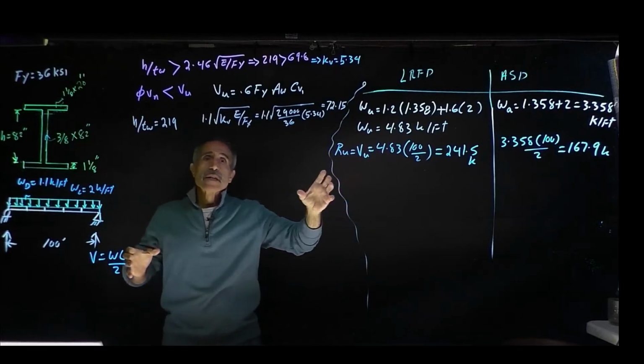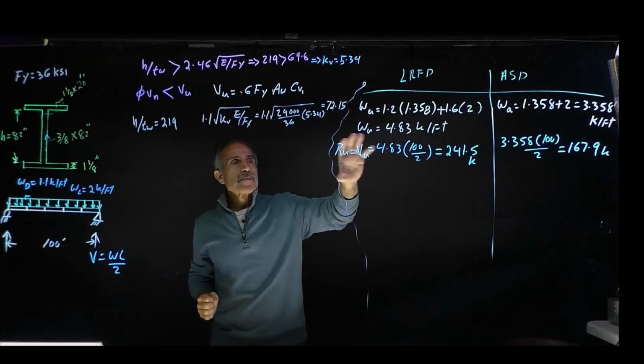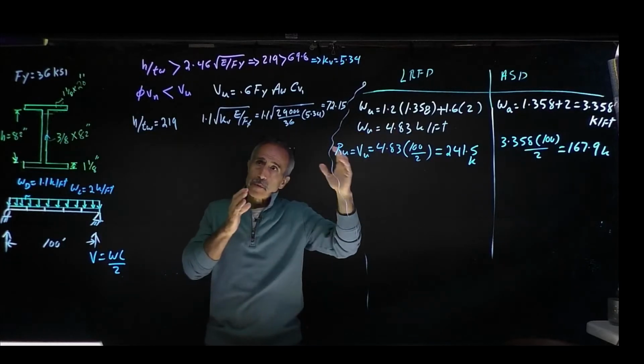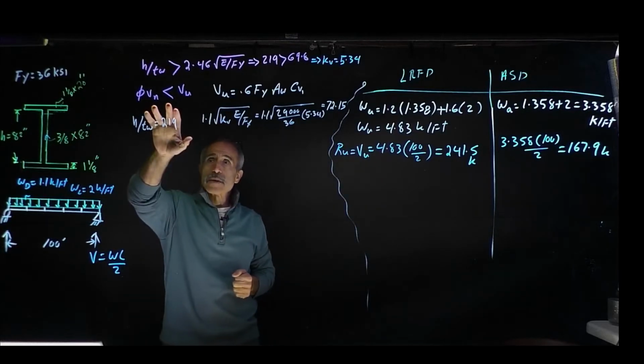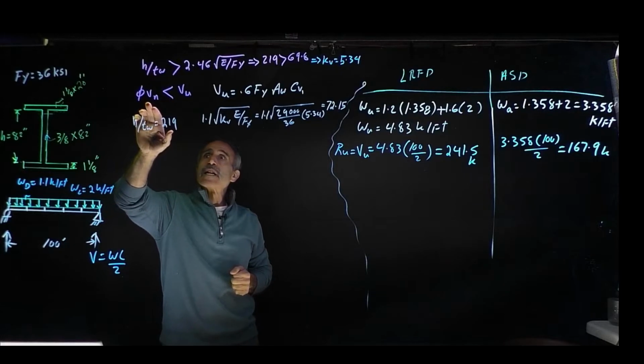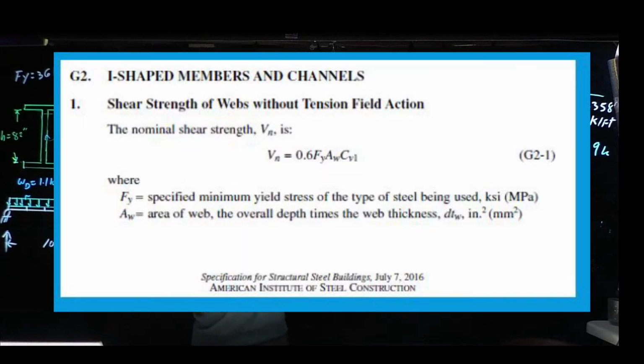That means this is not strong enough to handle this shear, and therefore we're going to put stiffener to it. So this got to be satisfied. And the equation for Vn, that should be Vn. The equation for Vn is 0.6 Fy Aw Cv1.